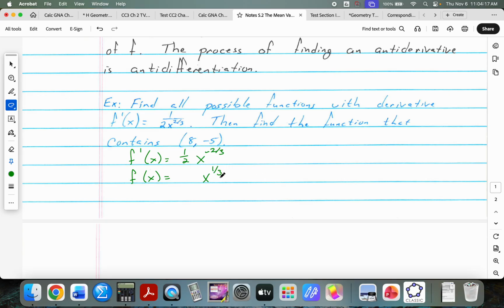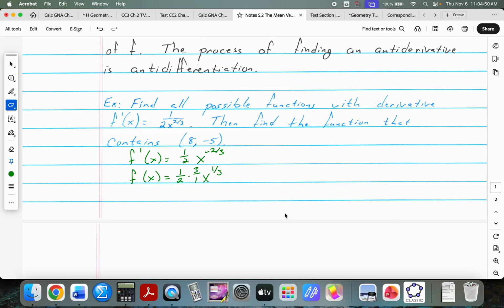Now, when we take the derivative of that, we're not going to get 1/2, are we? We would get 1/3 x to the -2/3. All right, well, here's what we do. Think of it this way. When I take the derivative of the x to the 1/3, I'm going to have 1/3 x to the -2/3, right?